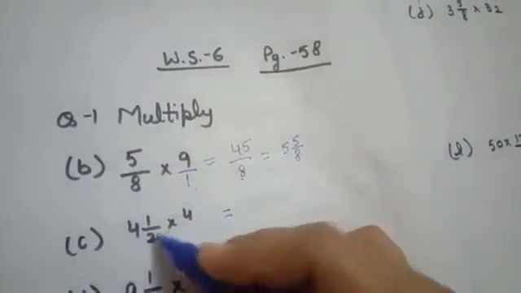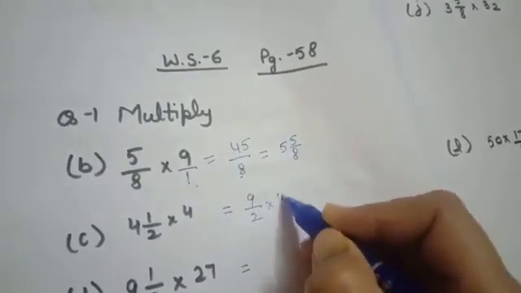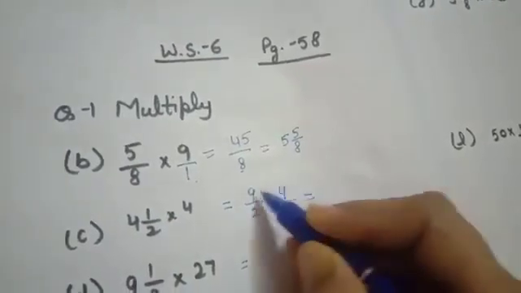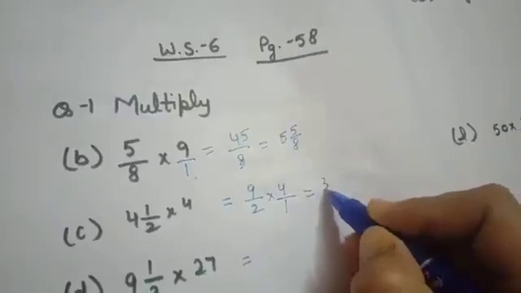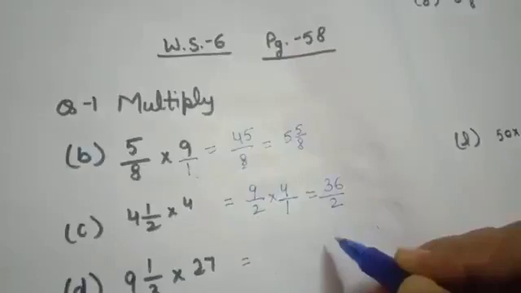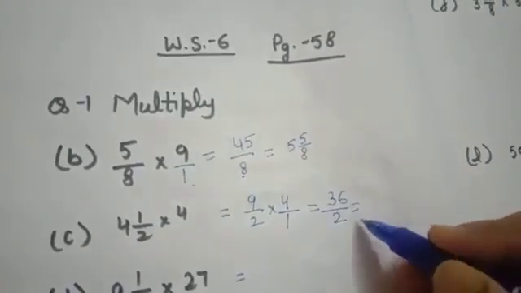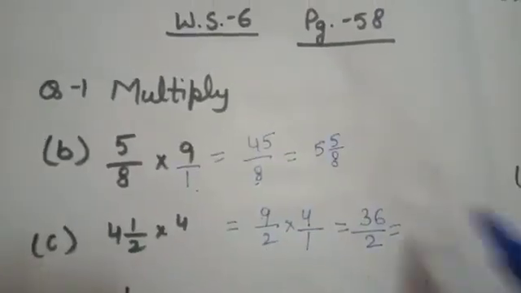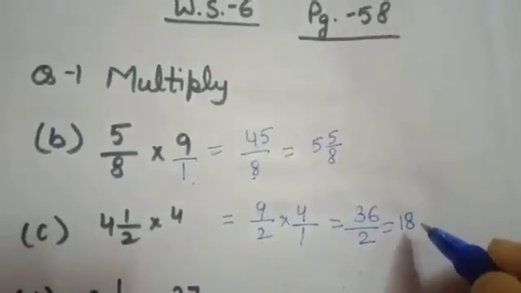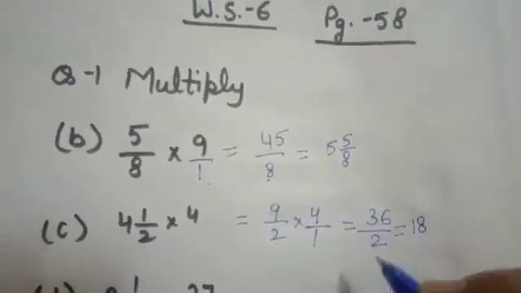For example, let's see one more part. C part. 4 1 by 2 multiply 4. A mixed number can be converted into improper. Then there is nothing under 4, so we can write 1. Numerator is multiplied by numerator. 9 4s are 36. Denominator is multiplied by denominator. 2 1s are 2. Here also numerator is bigger, so we will divide it. When 36 divides by 2, the answer is 18. Remainder is 0, so we will not write it in the form of a mixed number. The answer is completely 18.